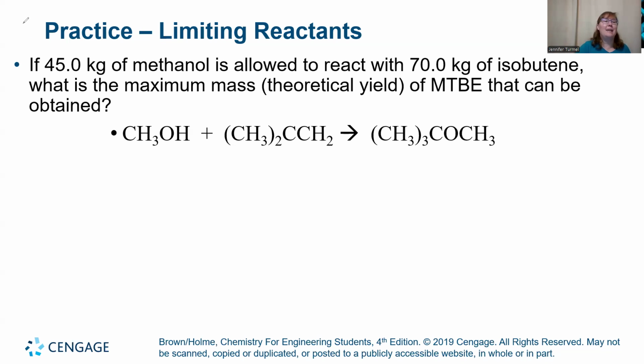All right, this one is slide 15. Sorry about that. Okay. And here we have an already balanced equation. And since we're not listing anything, we have 1, 1, and 1. So this one's already balanced. And we want to know what the maximum mass or the theoretical yield of our final quantity here can be with 45 kilograms of methanol and 70 kilograms of isobutane. Okay, so this one is our unknown.